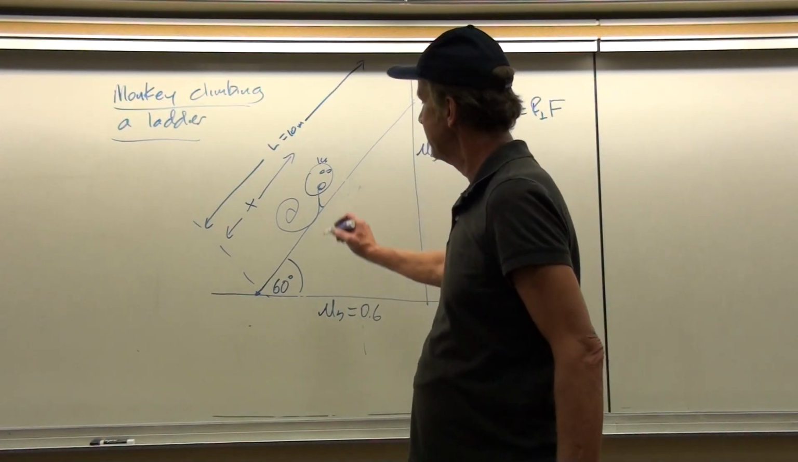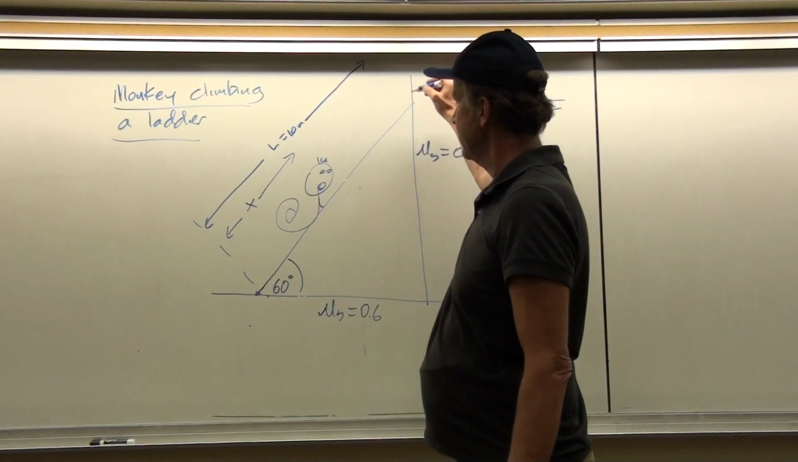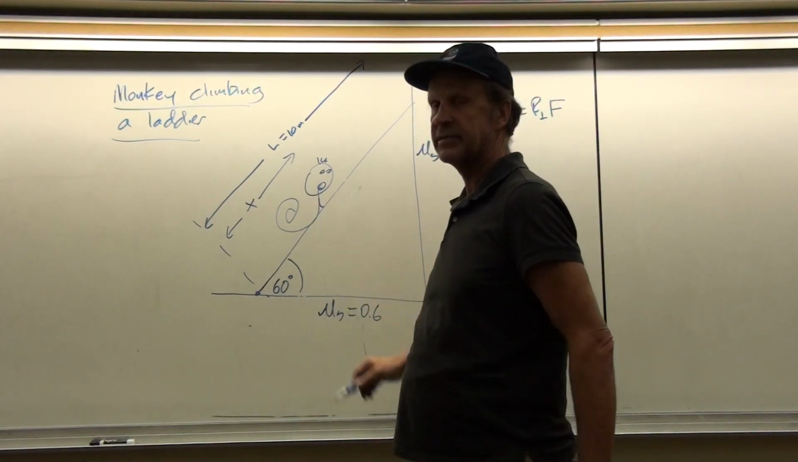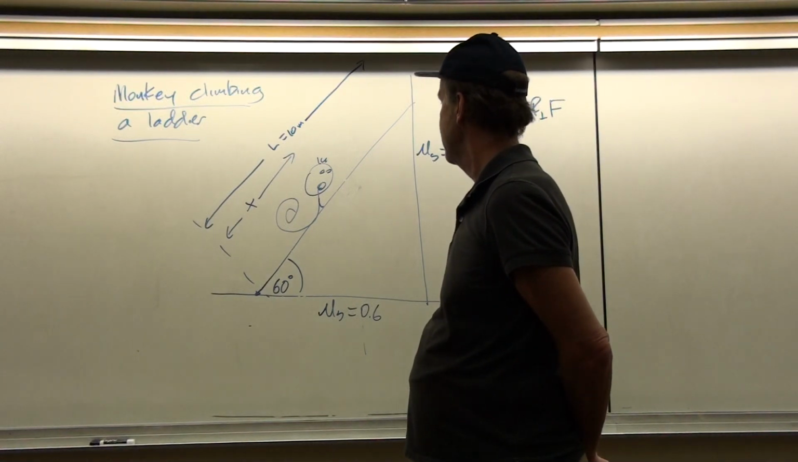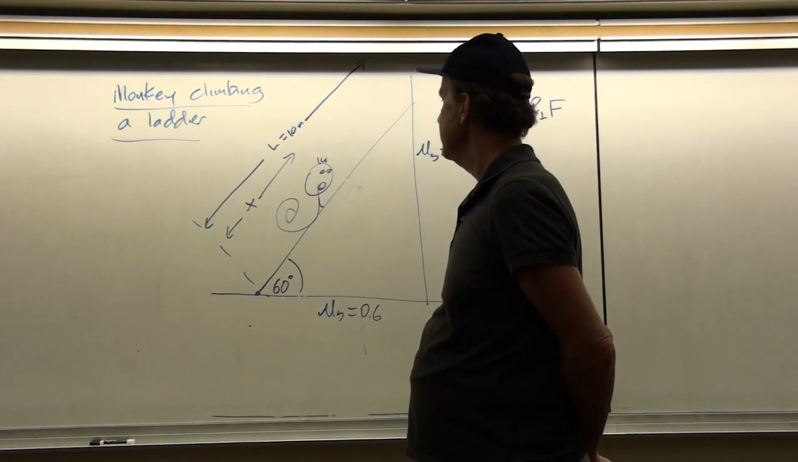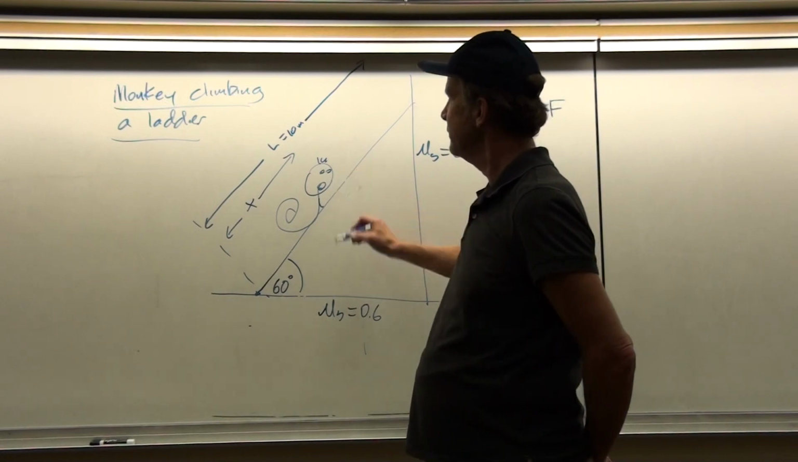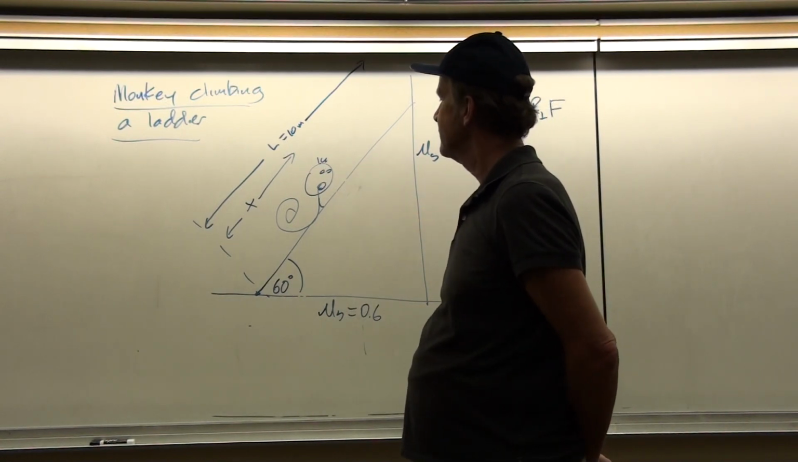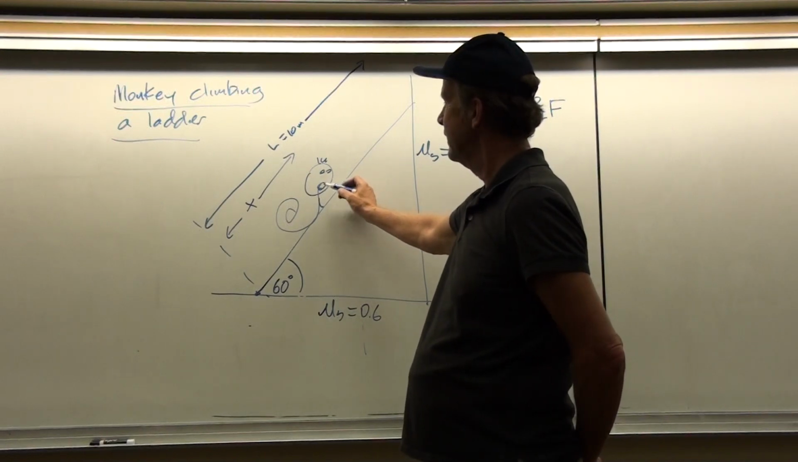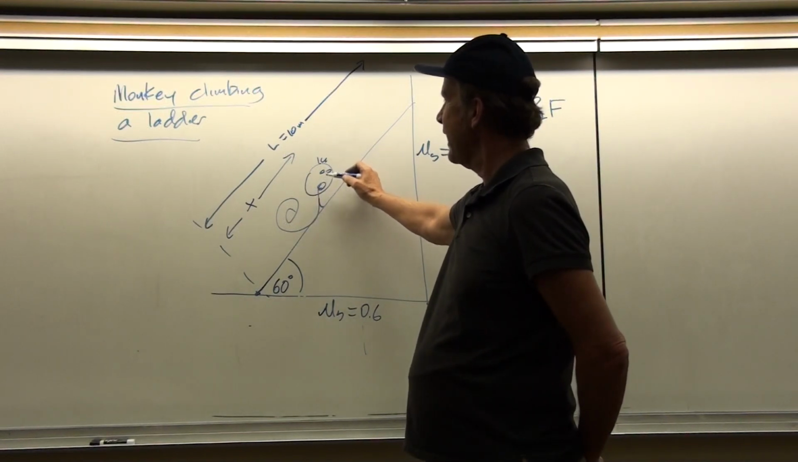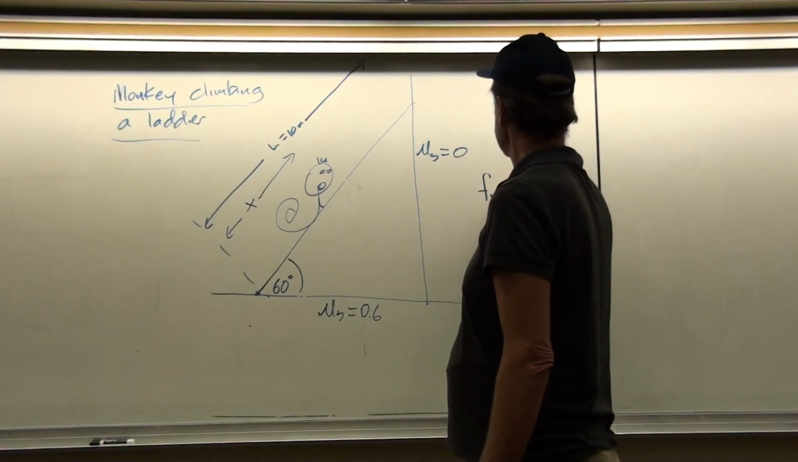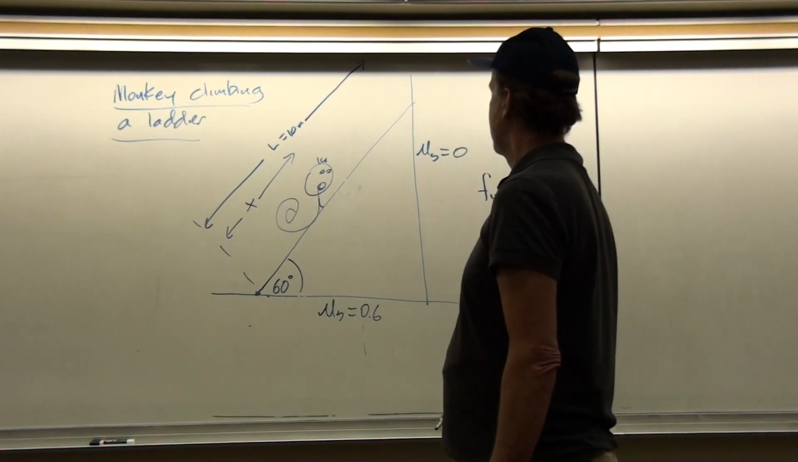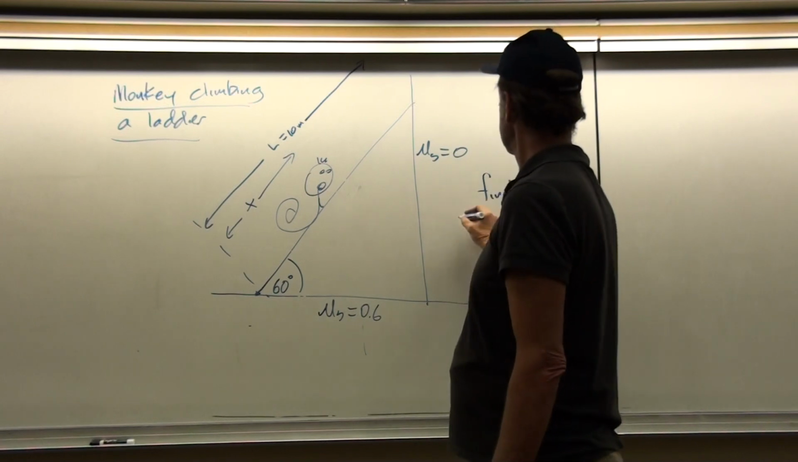Okay, so here we have a monkey climbing a ladder. Let's assume that the ladder is at a 60-degree angle to the horizontal. Okay, and so the monkey, though, is concerned, but is still willing to give it a try. And so the monkey is climbing the ladder, gets to a certain distance x, and so let's find the distance x when the ladder starts to slide.